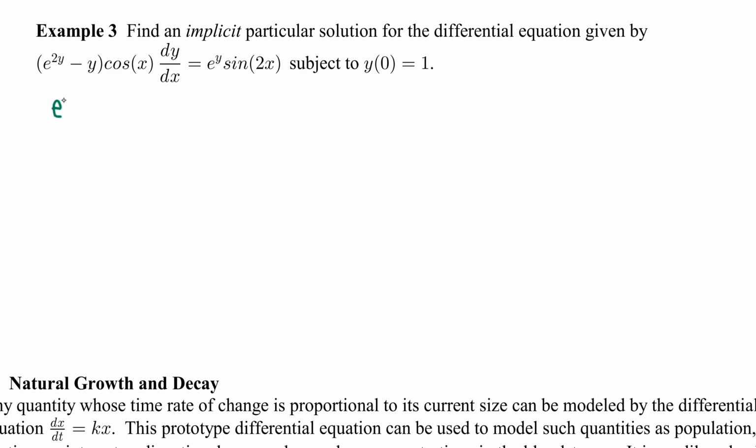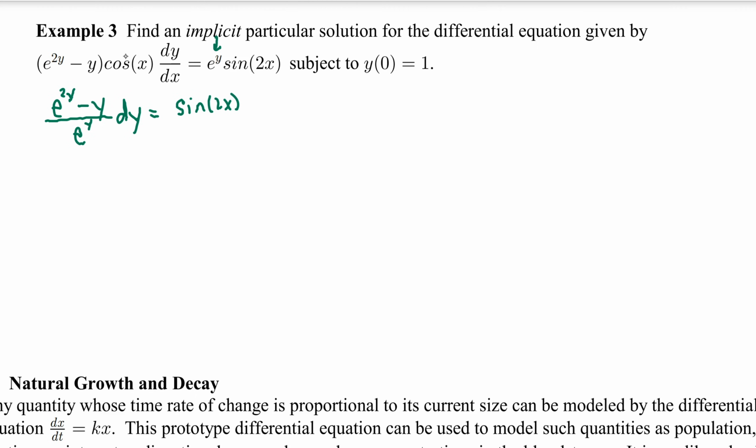So I'm going to keep this factor, e to the 2y minus y, on the left side, and I'm going to divide both sides by e to the y. That's going to move that factor over here to this side. We'll keep the dy in the numerator on the left. Now, working over here on the right, we still have a sine of 2x on this side. We can divide both sides by cosine of x to bring our variables over here, and we can multiply both sides by dx. So we have successfully separated our variables.